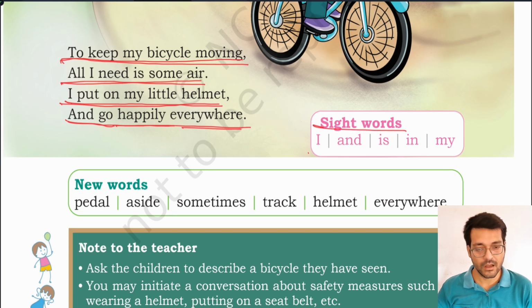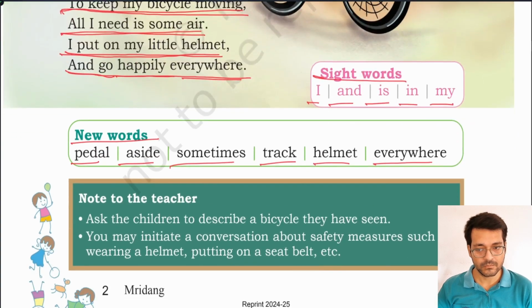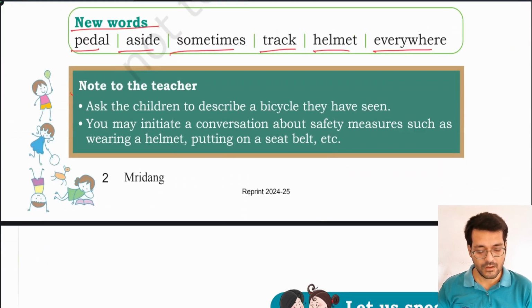Sight words: I, and, is, in, my. New words: pedal, aside, sometimes, track, helmet, everywhere. Note to the teacher: ask the children to describe a bicycle they have seen. You may initiate a conversation about safety measures such as wearing a helmet, putting on a seat belt, etc.